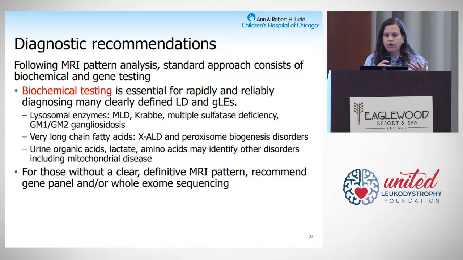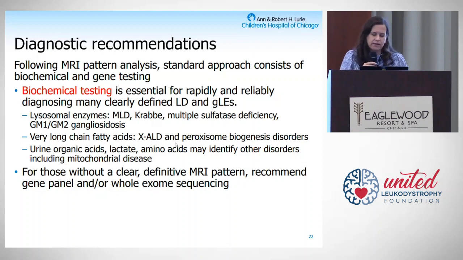And then following the MRI pattern analysis, the standard approach of diagnosis consists mostly of biochemical testing and gene testing. So everyone loves to think of gene testing as the end-all be-all, and it is for confirmatory testing, but biochemical testing, where we look at enzyme activity and things like that, is much faster to come back, and so it's very helpful to send those tests too. So this biochemical testing is essential for rapid and reliable diagnosis, particularly if there are clearly defined leukodystrophies.